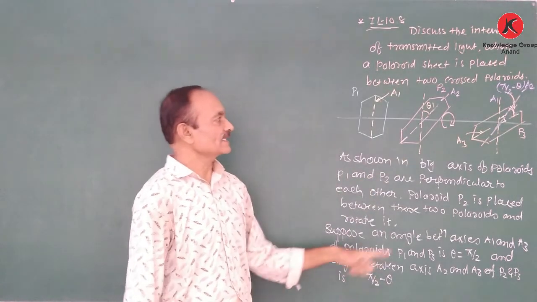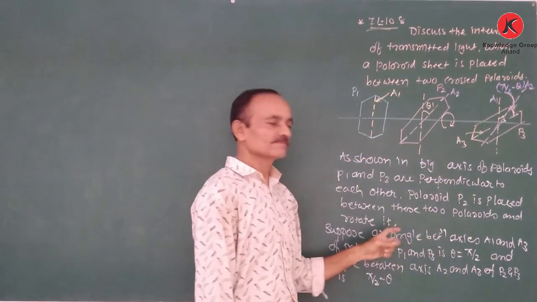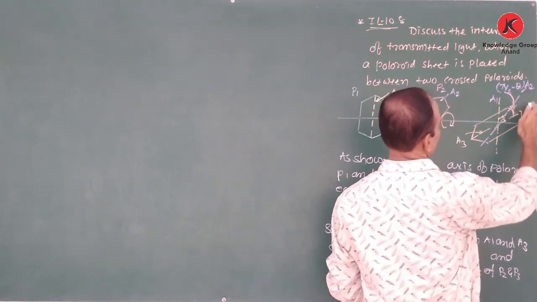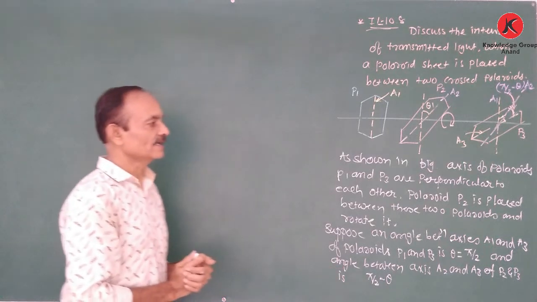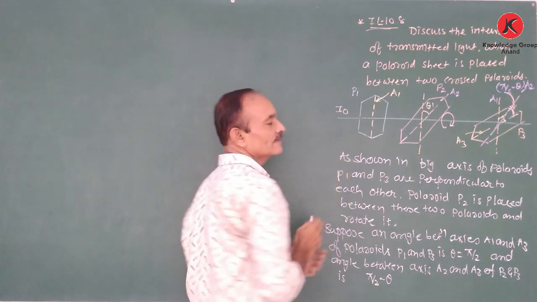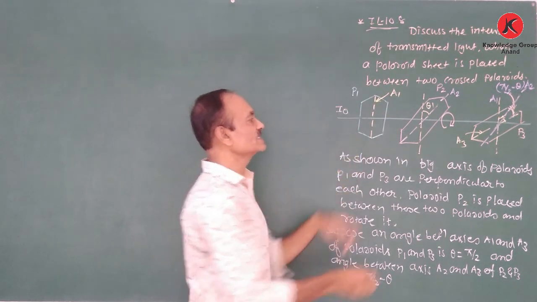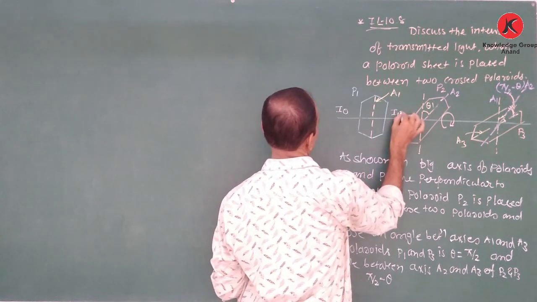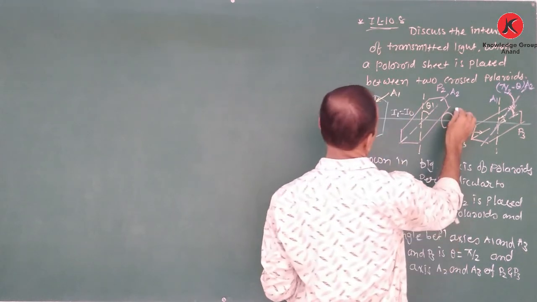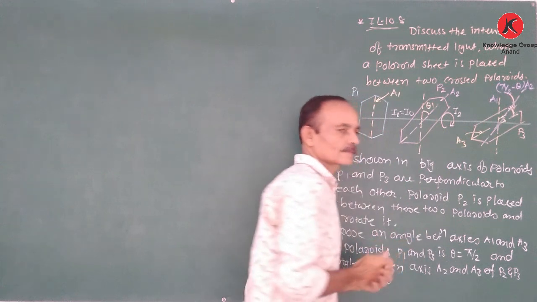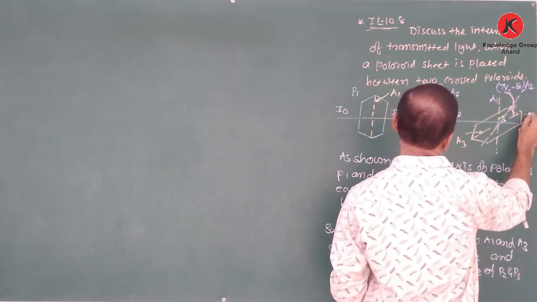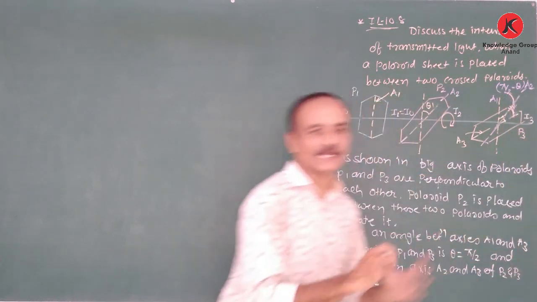Okay, after assuming that the angle between A1 and A3 is pi by 2 and the angle between A2 and A3 is pi by 2 minus theta, now suppose the intensity of the incident light is I0 and light transmitted by P1 is I1. I1 is also I0. Light transmitted by the second Polaroid is I2, and the intensity of light transmitted by the third Polaroid is I3, or final I.